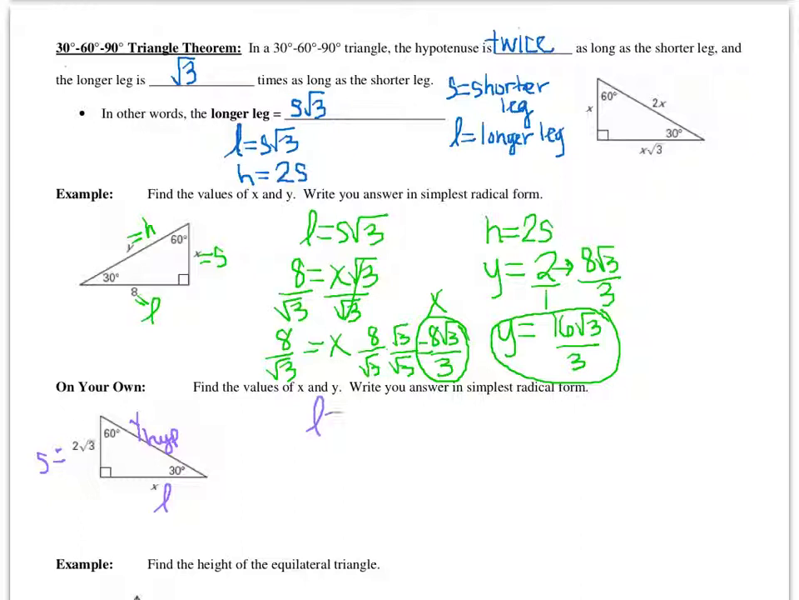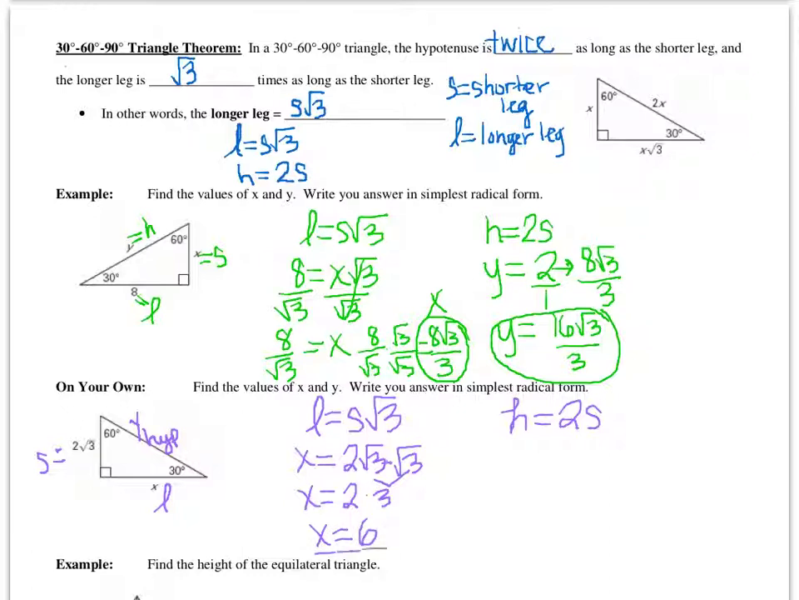So let's use our two formulas. L for longer leg equals shorter leg times the square root of 3. And then also hypotenuse equals 2 times the shorter leg. So my longer leg is x equals, my shorter leg is 2 times the square root of 3, and then I'm going to multiply that by the square root of 3. Well, I can simplify that. So x equals 2 times the square root of 3 times the square root of 3, which is just 3. So x equals 2 times 3 is 6. So there's one of my unknowns. That's just 6.